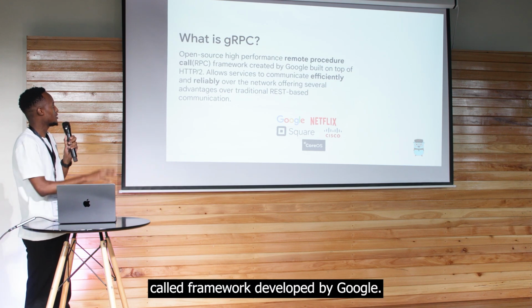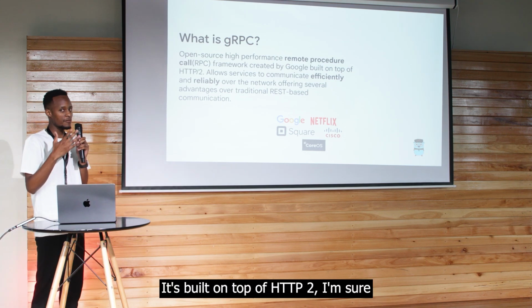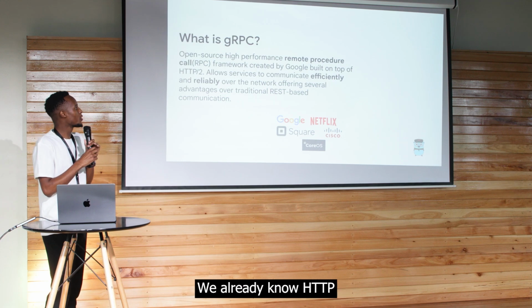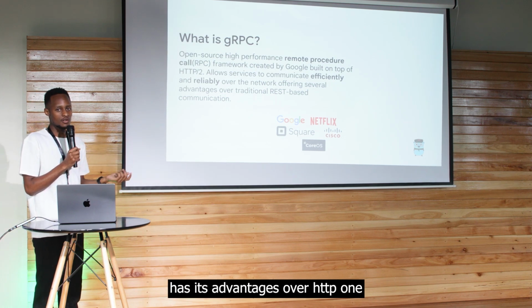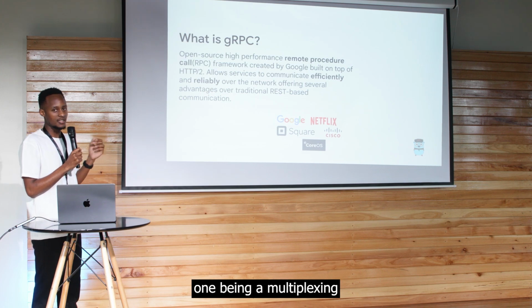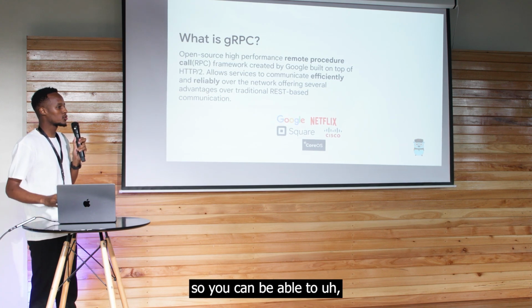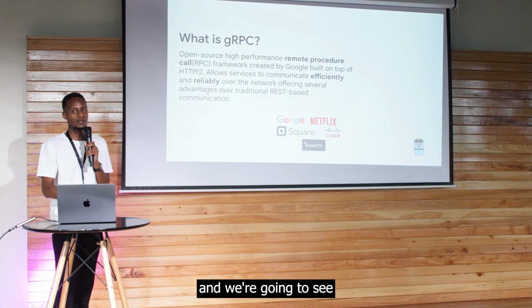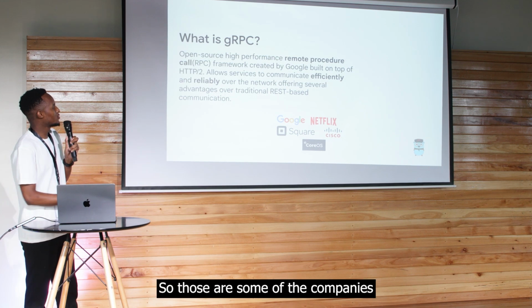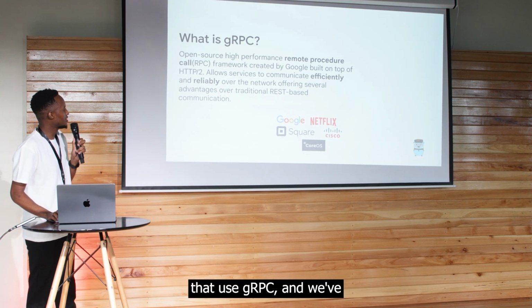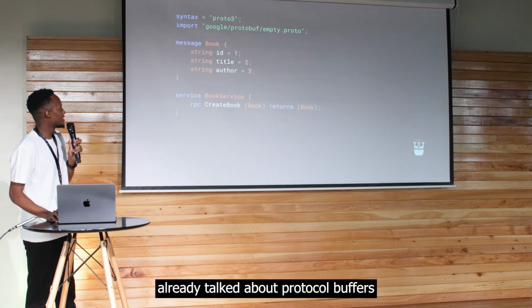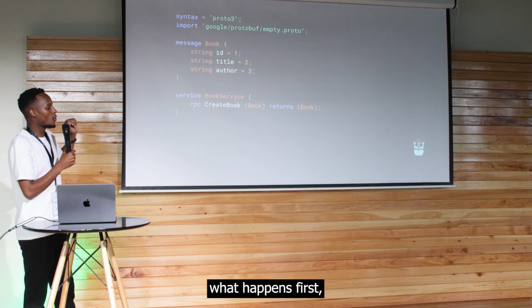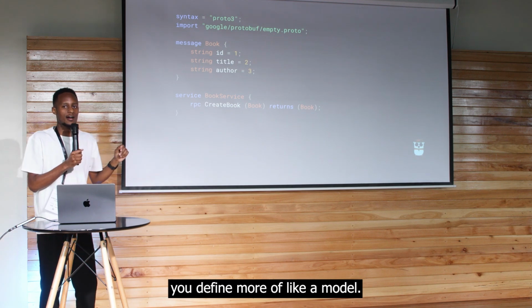It's a remote procedure call framework developed by Google. It's built on top of HTTP2. I'm sure REST heavily relies on HTTP1. We already know HTTP2 has its advantages over HTTP1, one being multiplexing. So you can send streams of data or receive streams of data, which is quite efficient. And we're going to see an example of that. Those are some of the companies that use gRPC. We've already talked about protocol buffers, and this is just an example. So talking about protocol buffers, what happens first, you define more of a model.